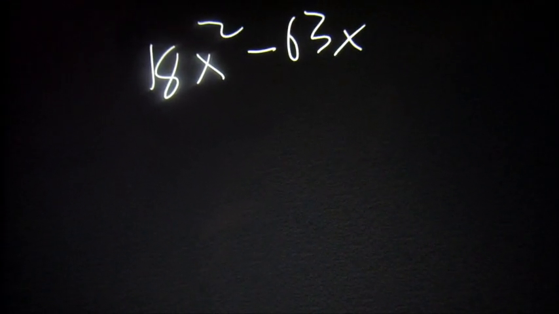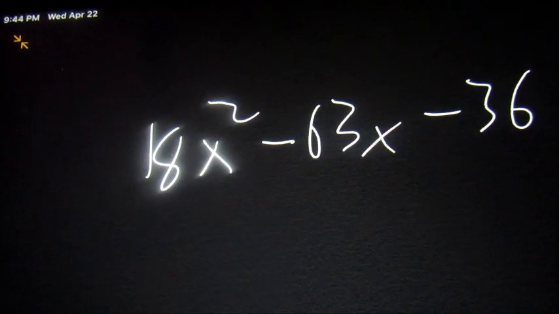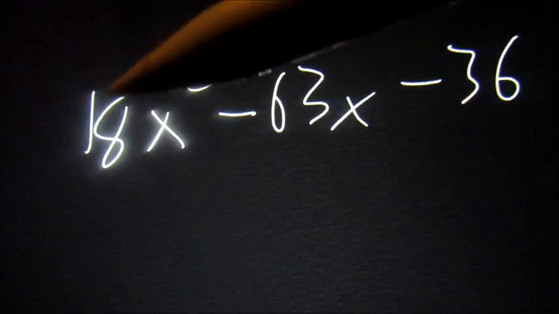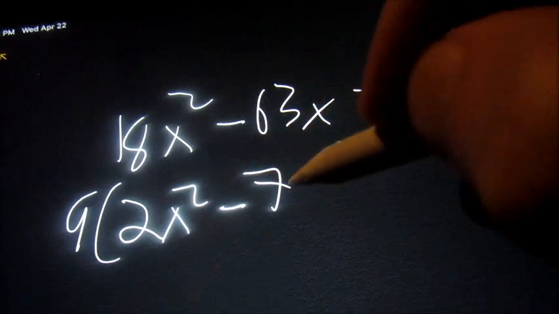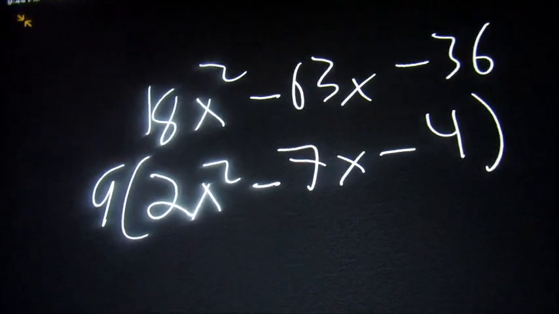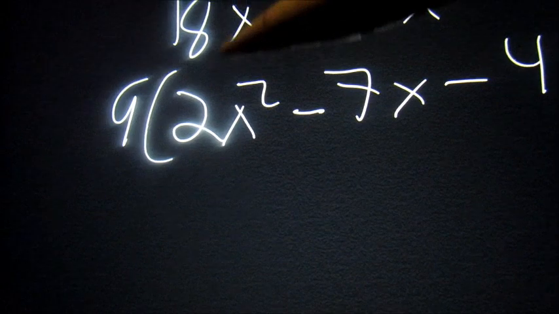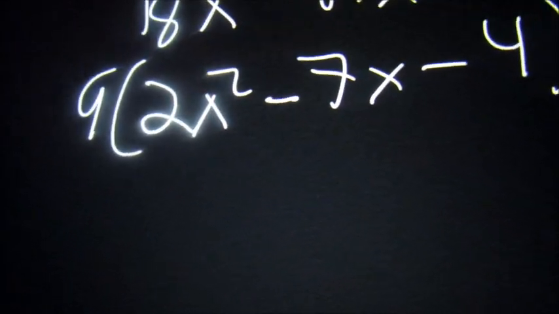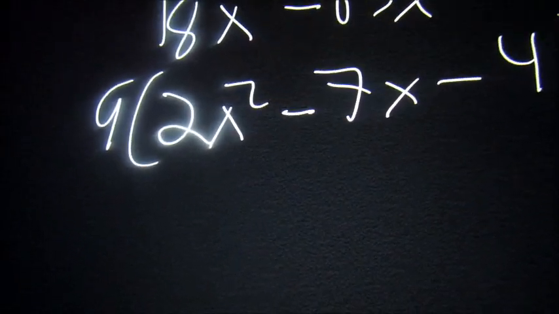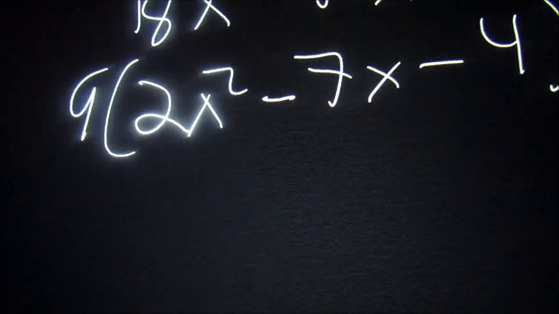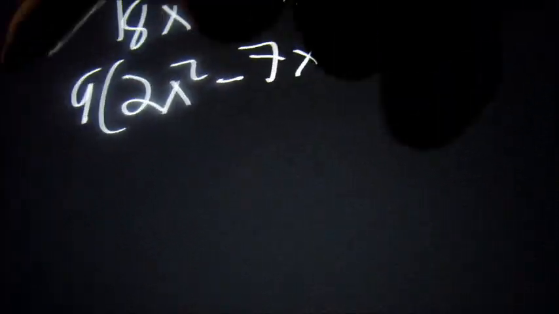So another one, let's say that we have 18x squared minus 63x minus 36. On this, I can factor out a 9, and we're left with 2x squared minus 7x minus 4. Now this one makes it easier because the coefficient of the x squared term is a prime number. So our only choices for this one are 1 and 2.